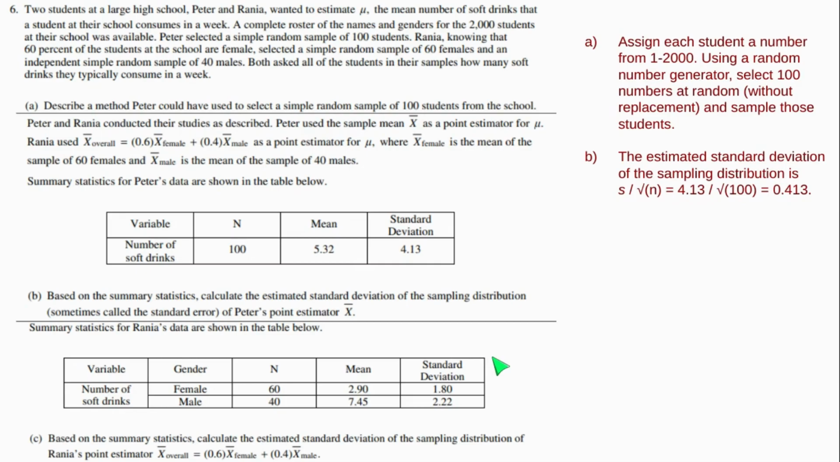Summary stats for Rania's data are shown in the table below, divided between female and male. Based on the summary stats, calculate the estimated standard deviation of the sampling distribution of Rania's point estimator. The overall mean is equal to 60% of the female mean plus 40% of the male mean. So we're going to find the estimated standard deviation for this sampling distribution. See if you can find it on your own. Give it a go. Unpause the video when you're done.